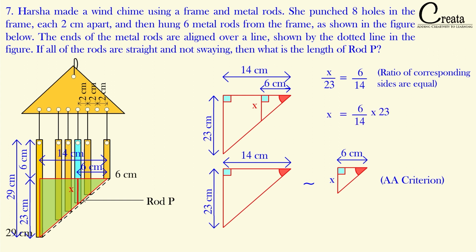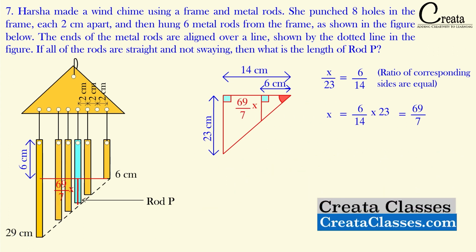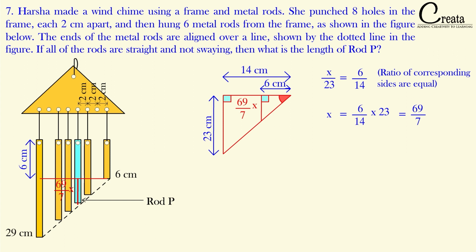It will be equal to 69 upon 7 cm. So this x we got as 69 upon 7 cm. We have to find the total length of the rod. This portion is 6 cm. This portion we have calculated as 69 upon 7.